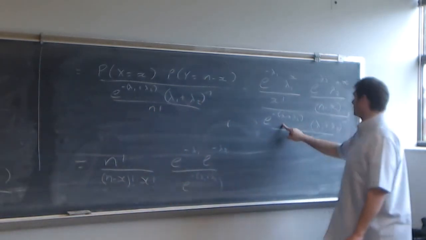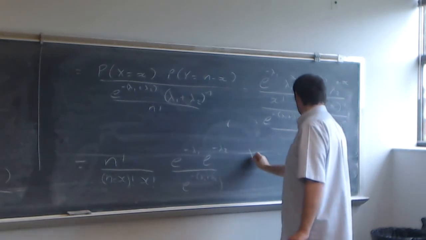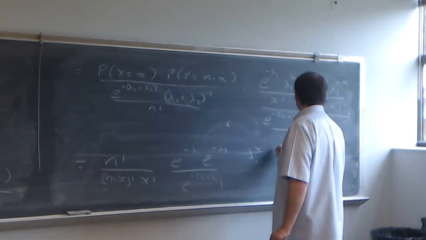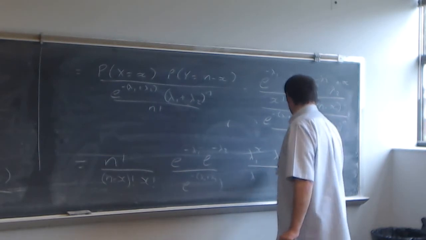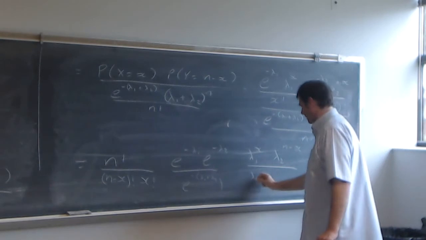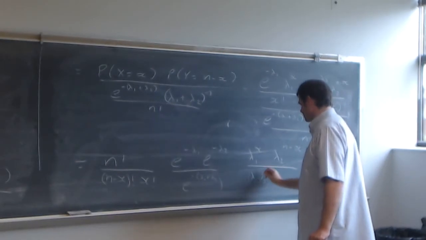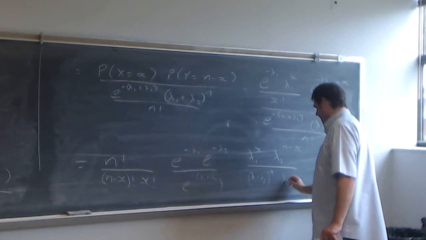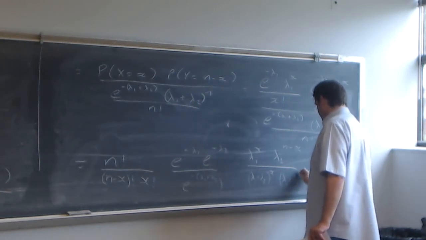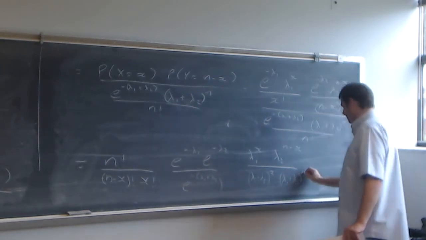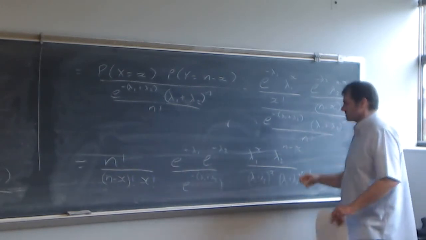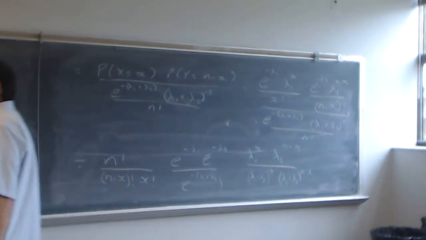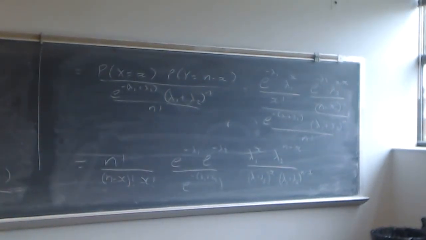Okay. Then I'm going to say this is lambda sub 1 to the x, lambda sub 2 to the n minus x. And then I'm going to rewrite this (lambda sub 1 plus lambda sub 2) raised to n as (lambda sub 1 plus lambda sub 2) to the x, times (lambda sub 1 plus lambda sub 2) to the n minus x. If you multiply these two together, you add exponents, you just get n, which is what we have here. So that's right. But I write it in that way because it helps me notice a certain form here.